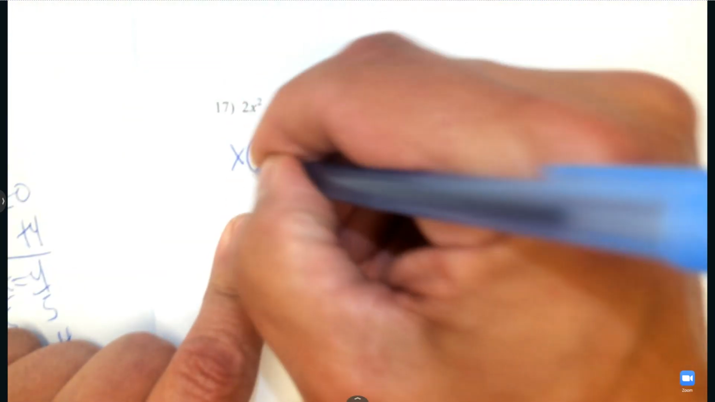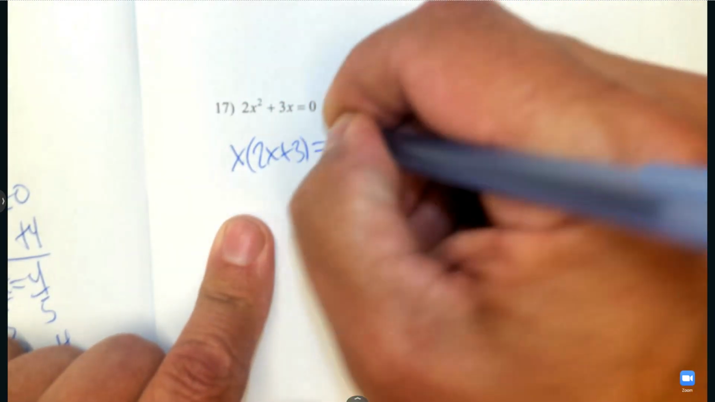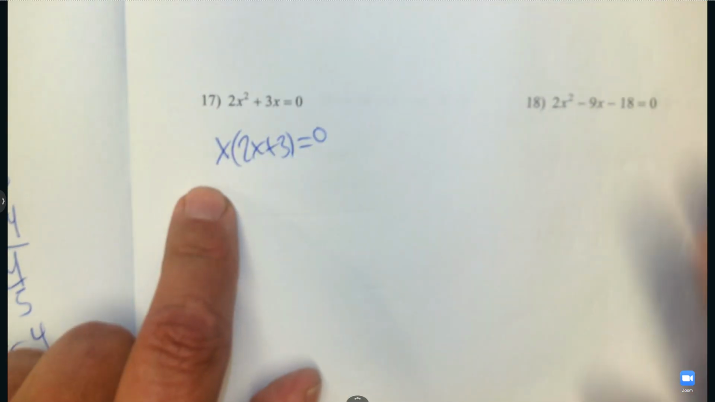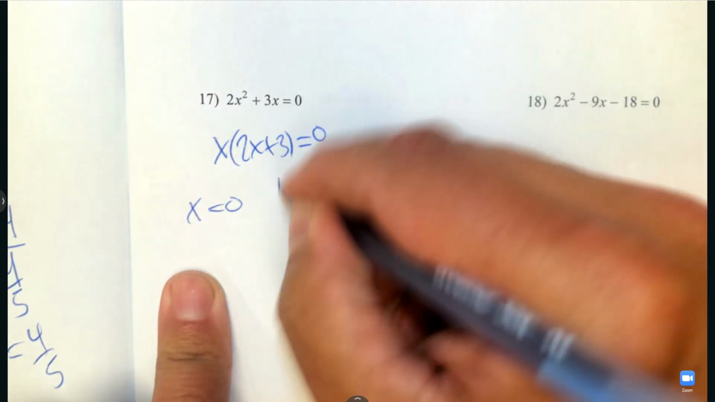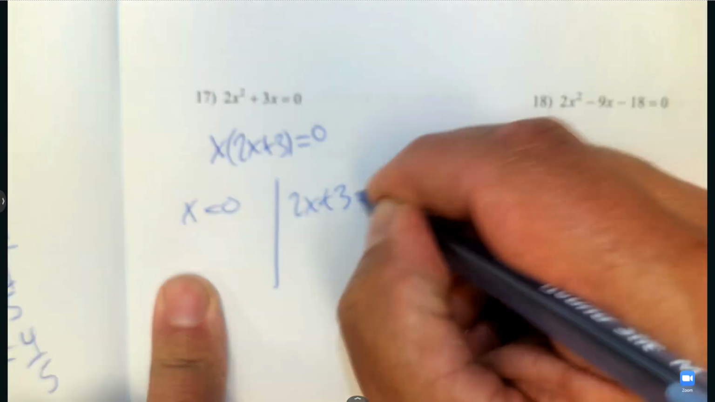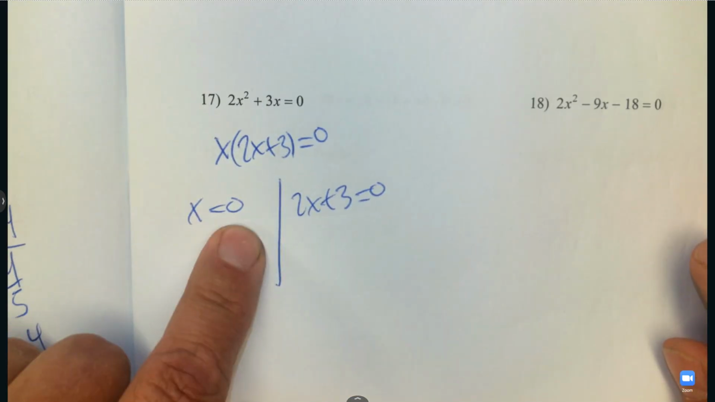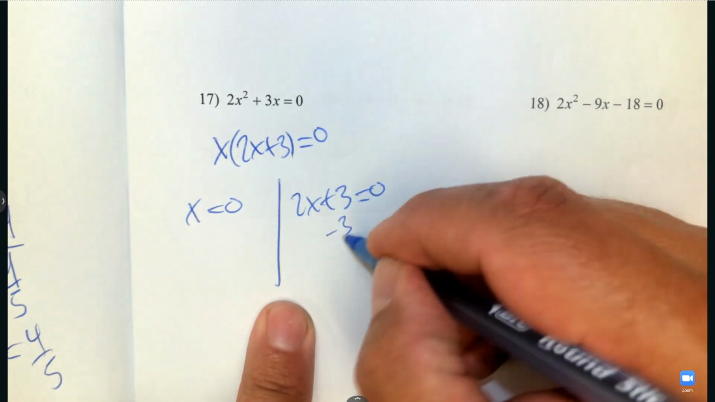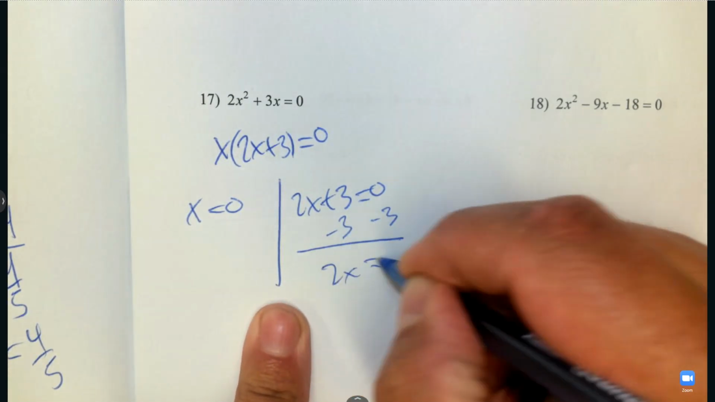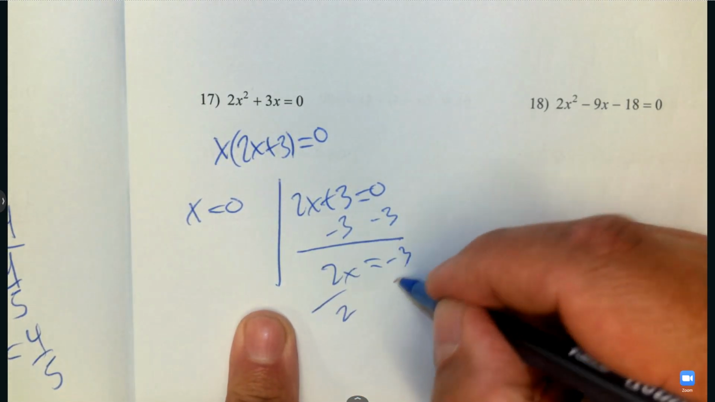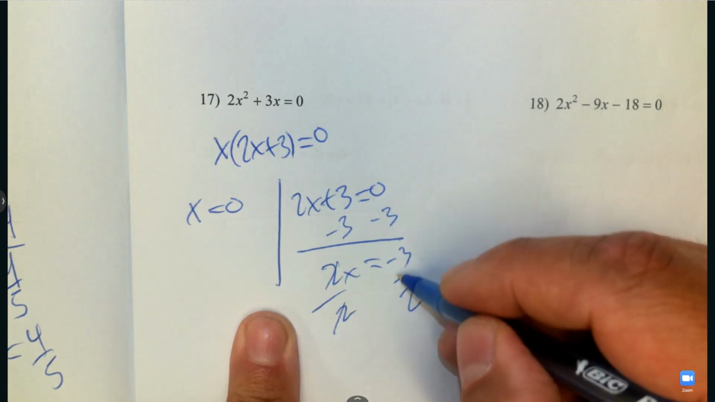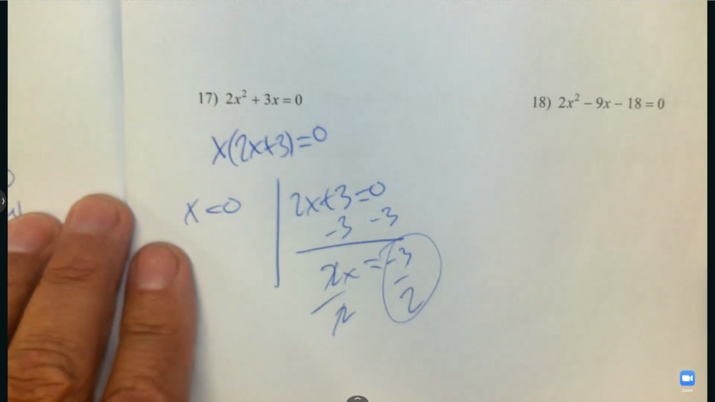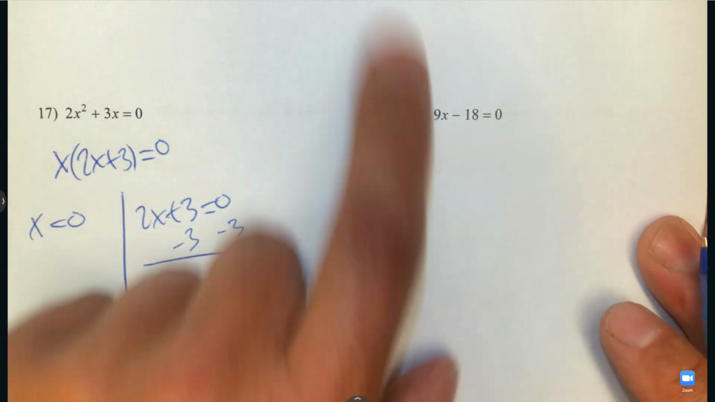Here's a situation where we can just factor out a common factor. So both terms, you can just factor out an x, then take each factor equal to 0. So x equal to 0 or 2x plus 3. This is solved already. Subtract 3 and then divide by 2 and you have your answer. So the answer is negative 3 over 2. Number 18, back to what we did before.